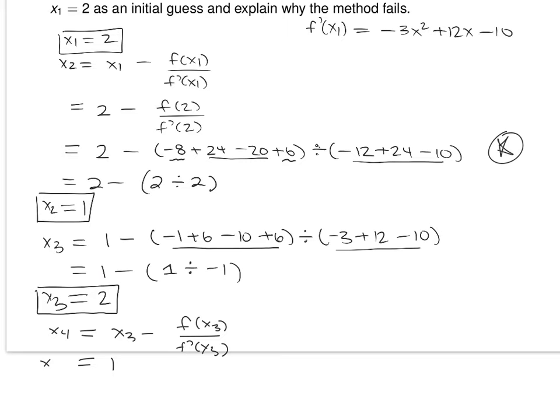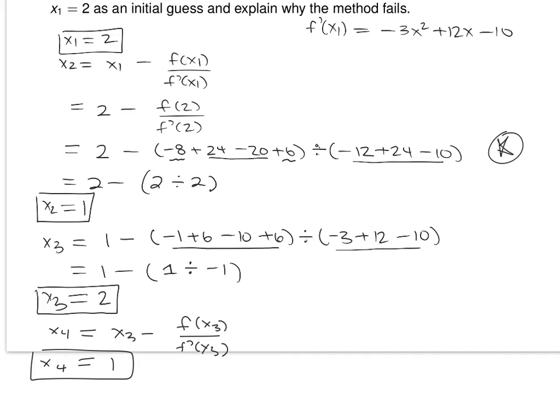Does it keep repeating like that? It's going to flip-flop, yeah. The point is, it's obviously not going to converge. Is that because the initial guess was wrong? The initial guess was too far away. They gave it to us this way on purpose, and I'm going to show you this would happen.